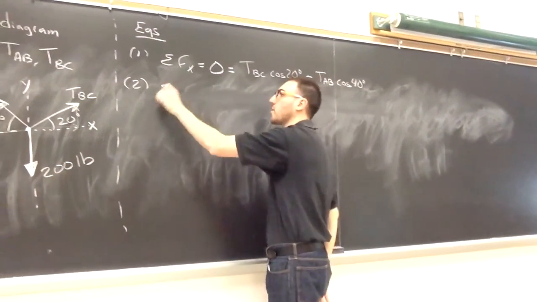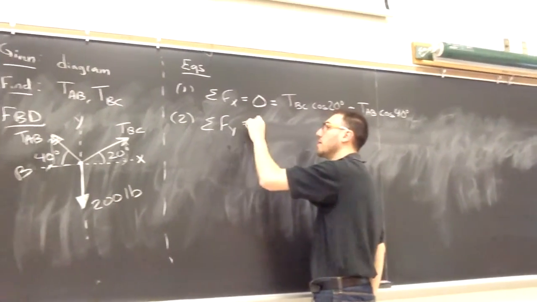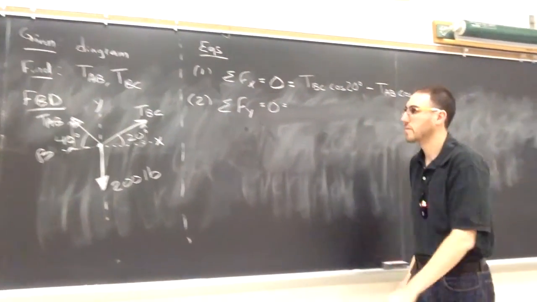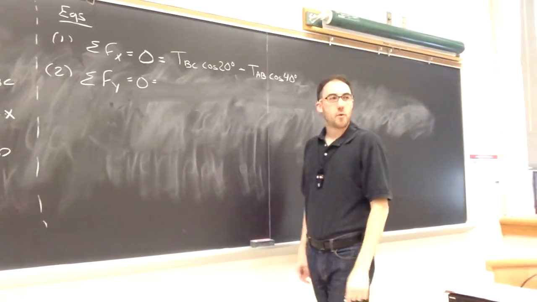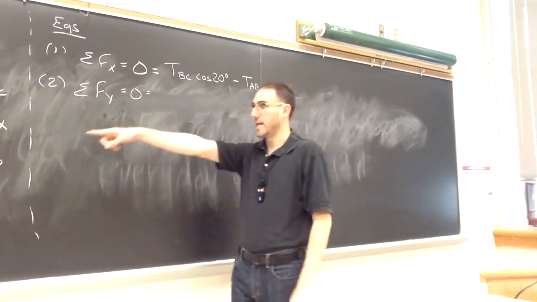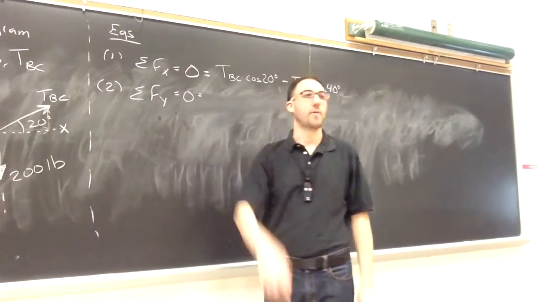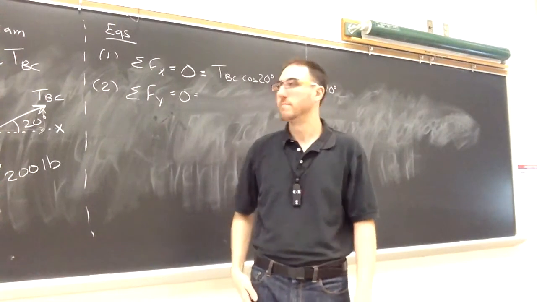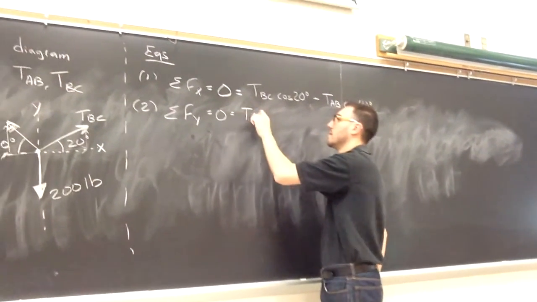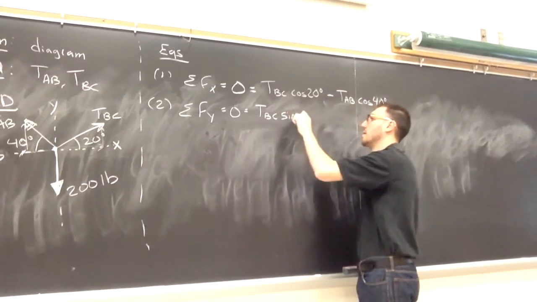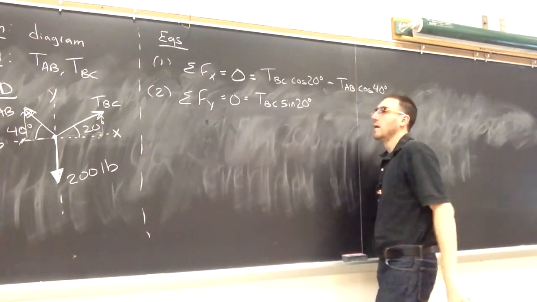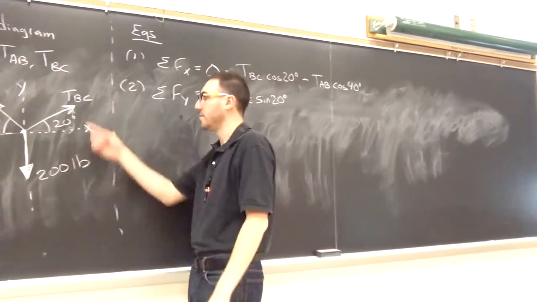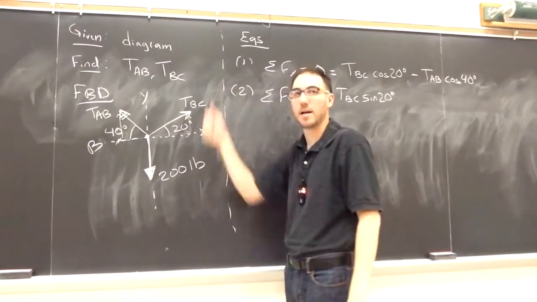I can write a second equation because the same thing is true in the y direction. So what are the forces that act in the y direction? Again, referring back to my free body diagram. Positive TBC sine 20. Right, so the vertical component of TBC is acting in the positive y direction.